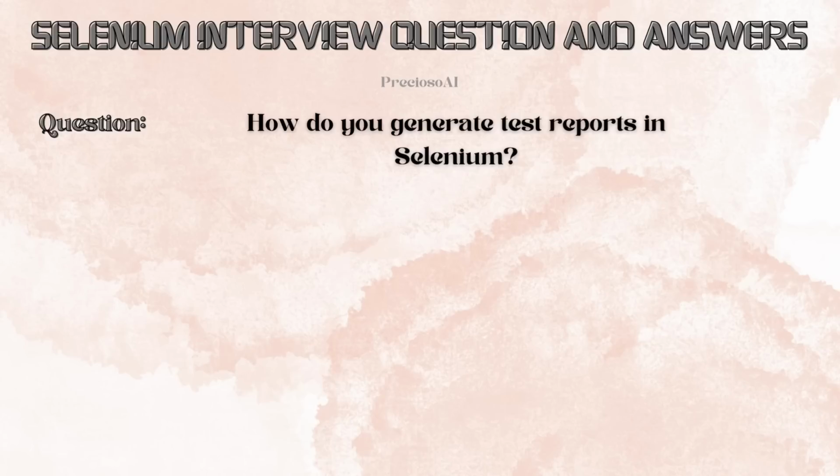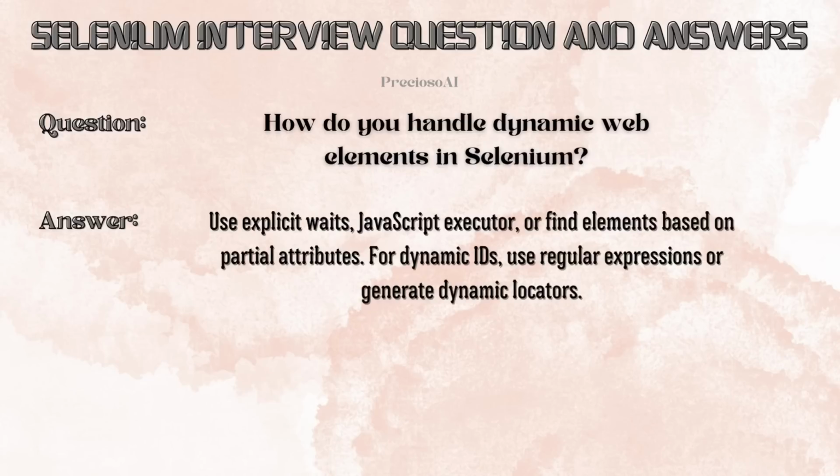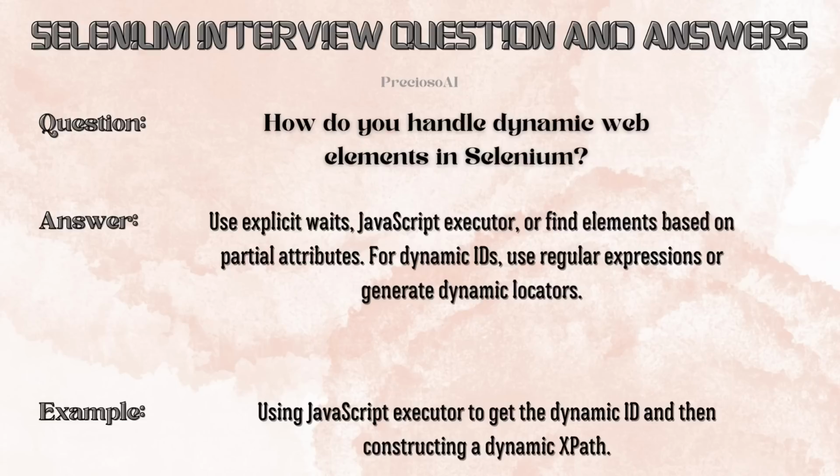Let's see the interview questions on advanced Selenium concepts. Next question: how do you handle dynamic web elements in Selenium? And the answer is: use explicit waits, JavaScript executor, or find elements based on partial attributes. For dynamic IDs, use regular expressions or generate dynamic locators. For example, using JavaScript executor to get the dynamic ID and then constructing a dynamic XPath.